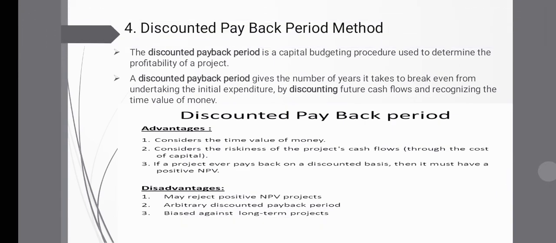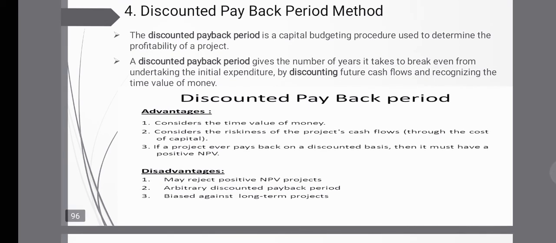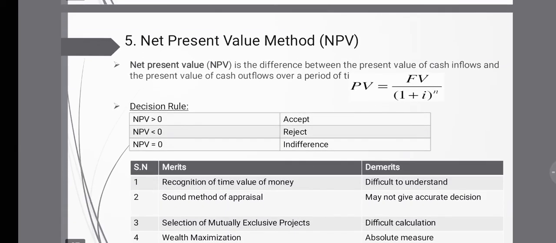If the project ever pays back on the discounted basis, it must have a positive NPV. Disadvantages: may reject positive NPV projects, arbitrarily discounted payback period, and bias against long-term projects. So the biggest problem here is to determine R, and it is also biased against long-term projects.